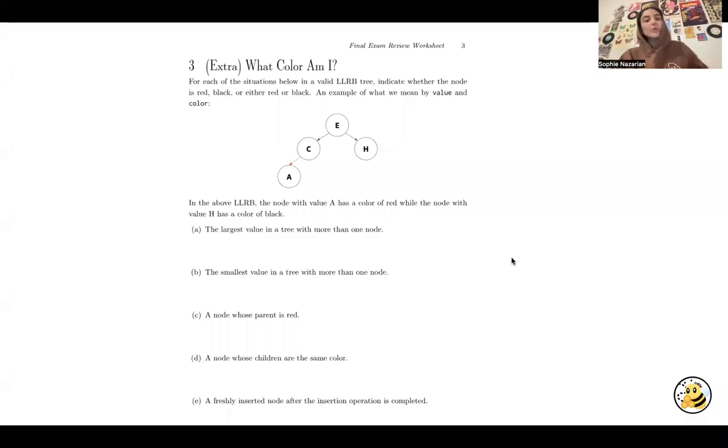Hey guys, we're going to go over Q3 on the final exam review worksheet. This is an extra question, but I think it's a really good overview about LLRB trees. With that being said, let's get right into it.